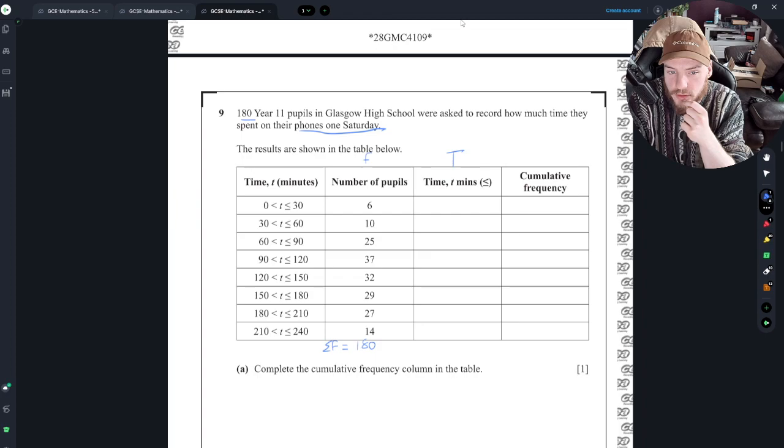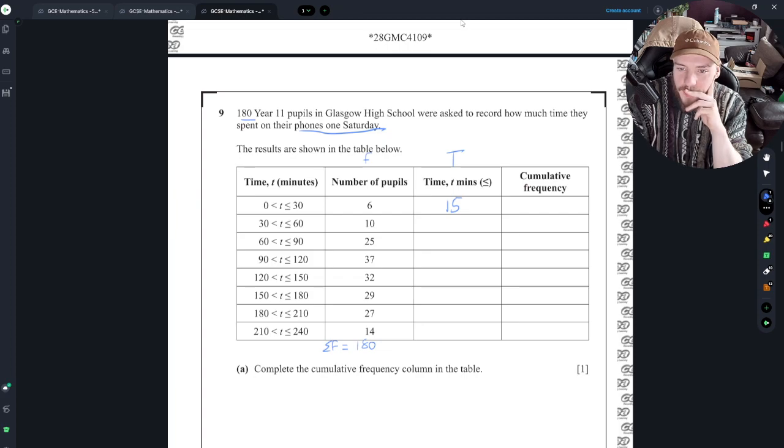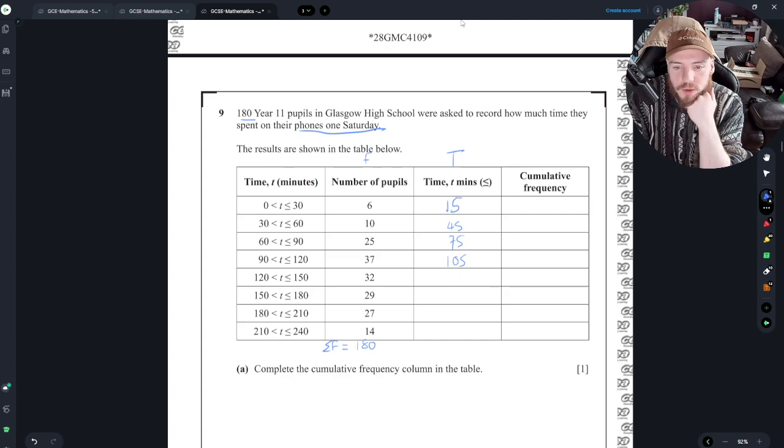This is, as we referred to in our previous frequency table, just our midpoint. So 0 to 30, our midpoint would be 15. And I know it's going up by 30 each time, so I'm just going to add 30 each time. So 30 add 15, that would be 45. 45 plus 30, 75, 75 plus 30, 105, 105 plus 30, 135, 165, 195, and 225.